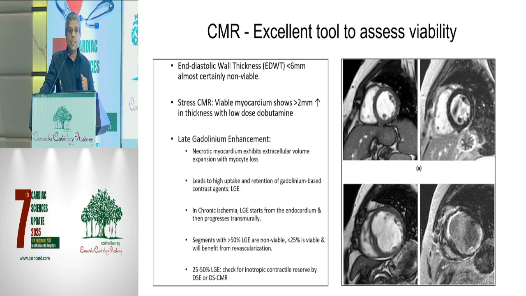Gadolinium is a contrast which is injected and it gets accumulated in extracellular space. If the cells are dead, there is more extracellular matrix, so gadolinium enhancement happens in scar tissue. We can look at, for example, these pictures. The top 2 pictures show before and after gadolinium. There are no white areas in that LV. On the other hand, in the bottom, on the right side, we can see the scar is enhanced by gadolinium. So the lower panel is non-viable myocardium, and the upper panel shows viable myocardium. So CMR is also an excellent test to assess viability.